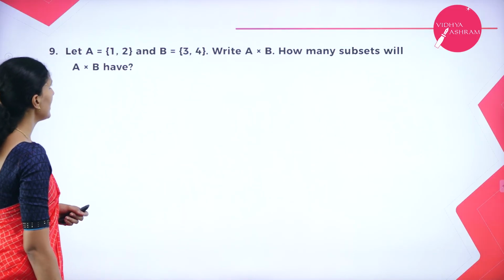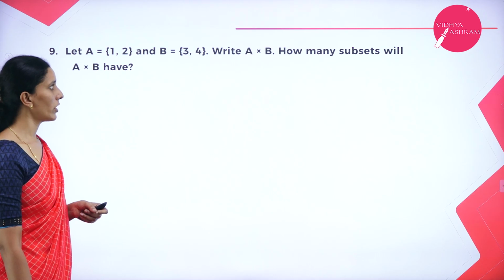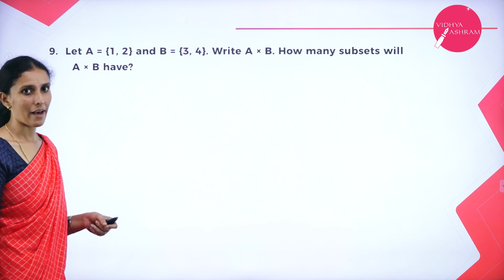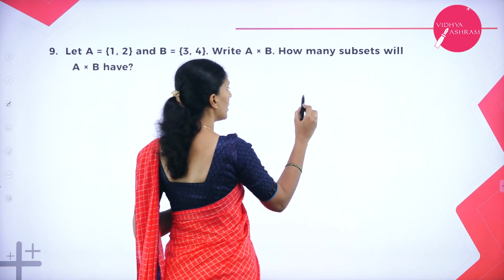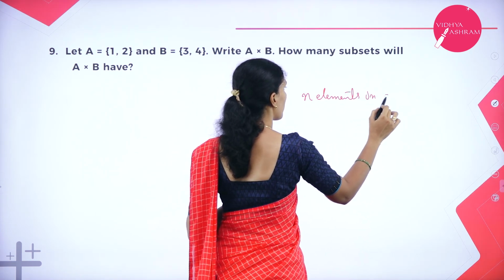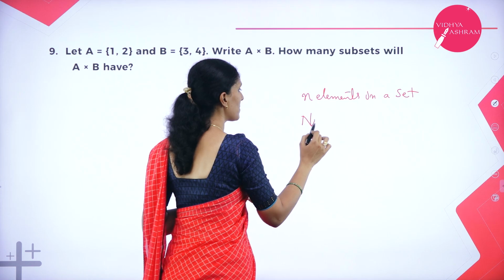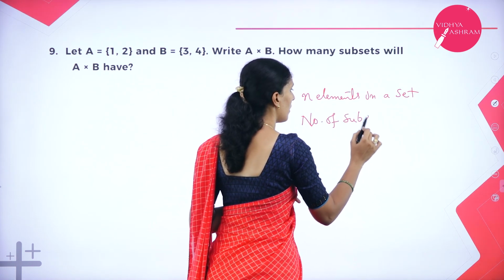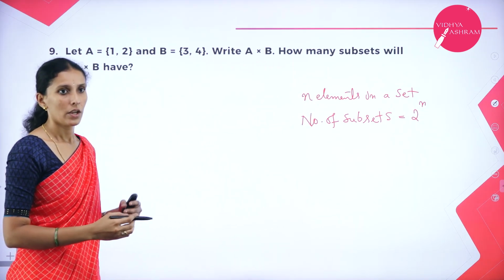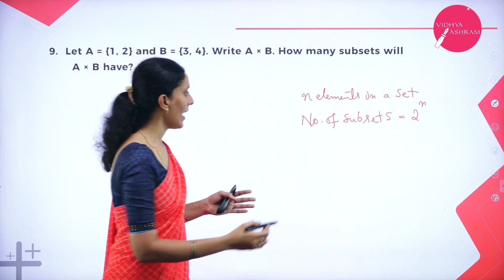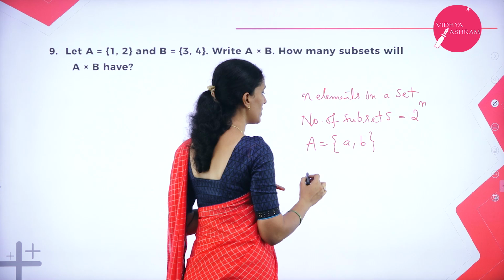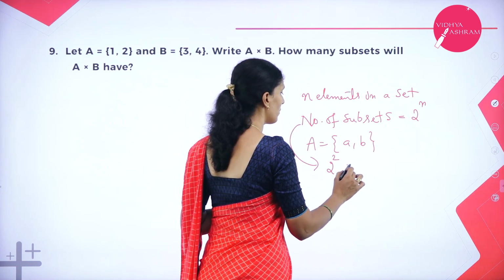Next, A is equal to {1, 2}, B is equal to {3, 4}. Write A cross B. How many subsets will A cross B have? Okay, so if you have n elements in a set, then the number of subsets is equal to 2 power n. This we have learned in the chapter Sets. So if A has two elements, then the number of subsets will be 2 squared, which is equal to 4.